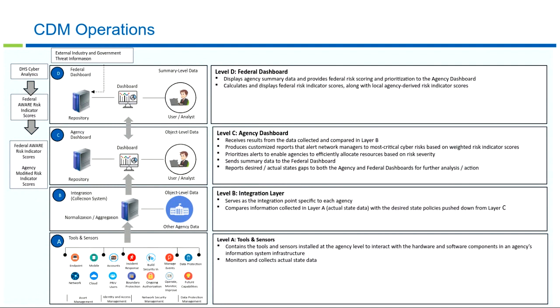It displays agency summary data, provides federal risk scoring and prioritization to the agency dashboard, and it calculates and displays federal risk indicator scores along with local agency-derived risk indicator scores. So the cyber analytics provided at the federal level get pushed into an AWARE risk indicator score, and that AWARE risk indicator score is applied to each agency dashboard so that the agency can not only identify what their gaps are between the desired and actual state, but also what those gaps turn into as risks based on the federal AWARE risk indicator. It stands for Agency-Wide Adaptive Risk Enumeration.